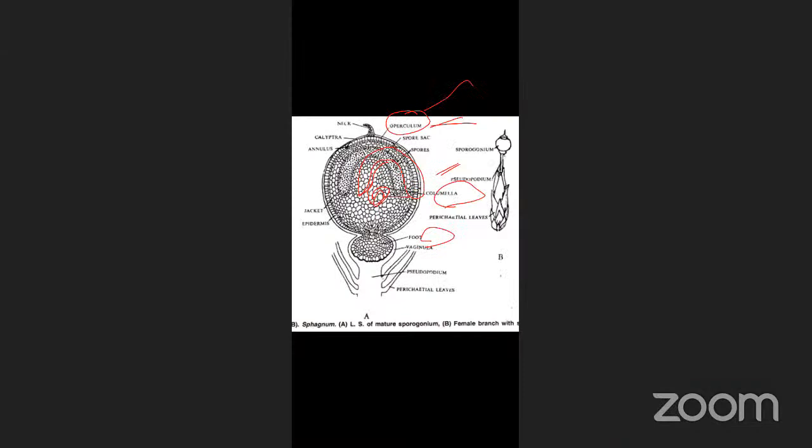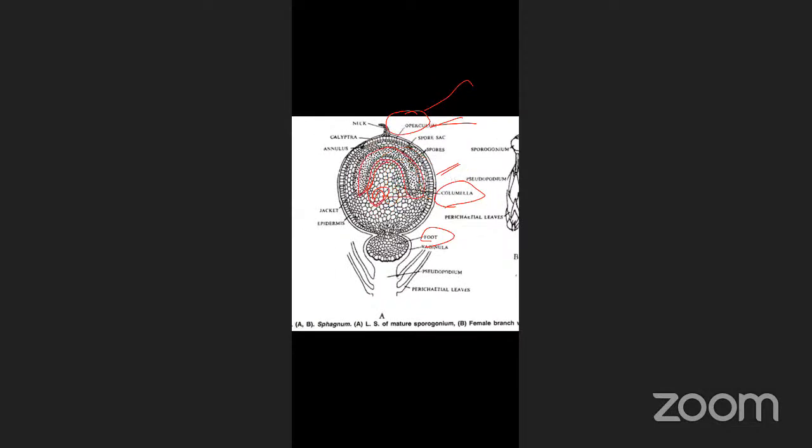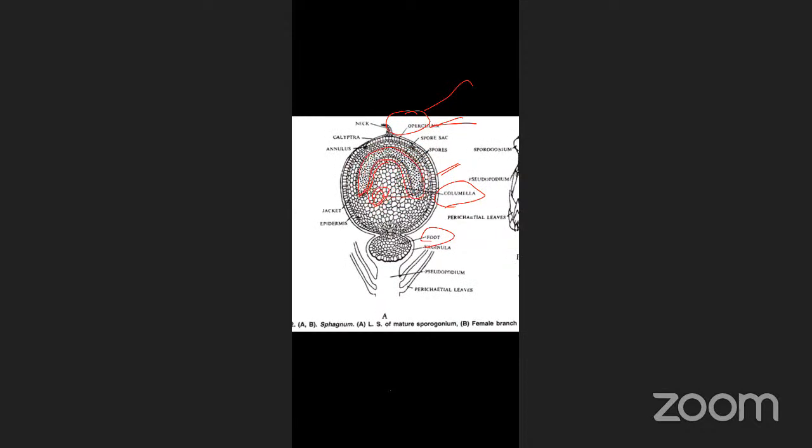I will send the life cycle at the end of the class, and after that you correct it yourself. What next? Gametophytic evolution and sporophytic evolution. Sphagnum completed. Next is evolution of the gametophyte.